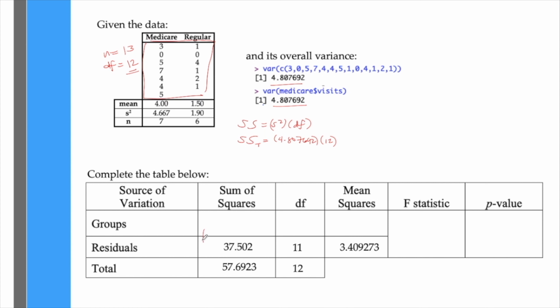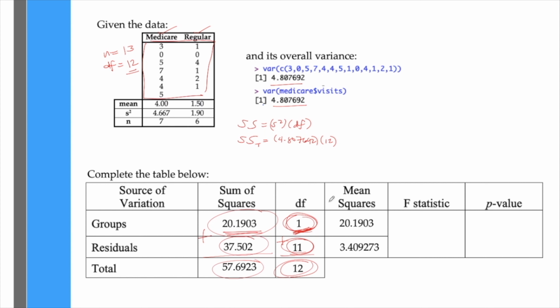57.6923. And again, since the sum of these two is equal to this, then we know that the sum of squares here is 57.6923 minus 37.502, which gives us 20.1903. And 12 minus 11 is of course 1. Note that this is 1 because we have two groups here, and 2 minus 1 is 1. That gives us the mean squares, which is simply 20.1903 divided by 1, which is also 20.1903.